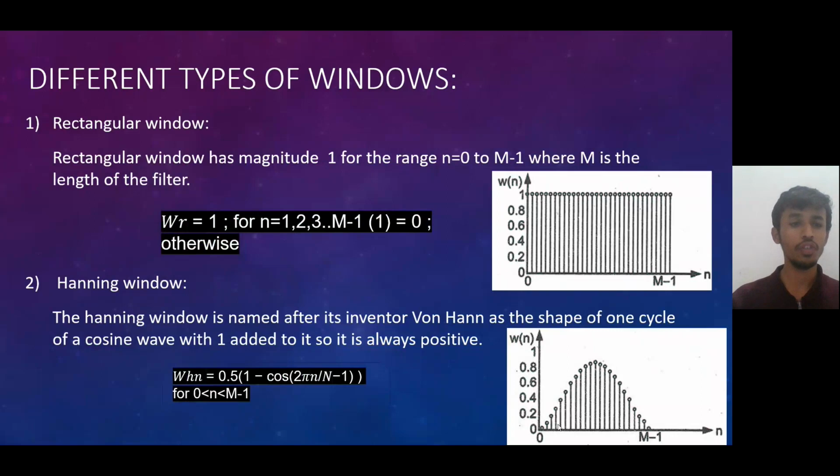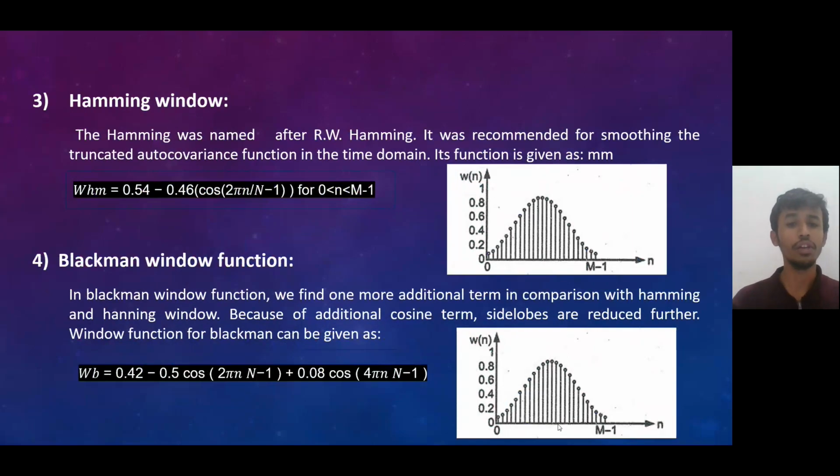The next window is the Hamming window. The name was given by R.W. Hamming. It was recommended for smoothing the truncated autocovariance functions in the time domain. Next, the fourth window is the Blackman window. In Blackman windows, we find one more additional term in comparison with Hamming and Hanning. Because of the addition of the cosine term, side lobes are reduced further. The window function for Blackman can be given as w(n) equals 0.42 minus 0.5 cos 2 pi n divided by N minus 1, plus 0.08 cos 4 pi n divided by N minus 1.